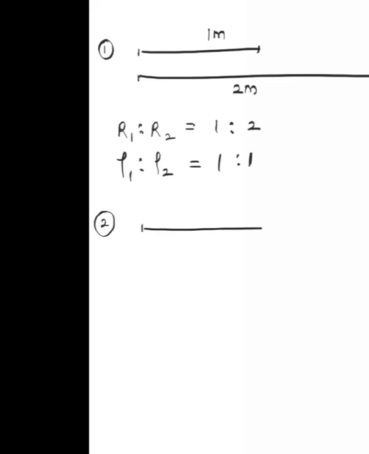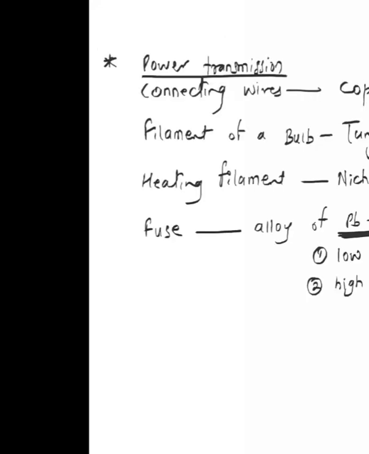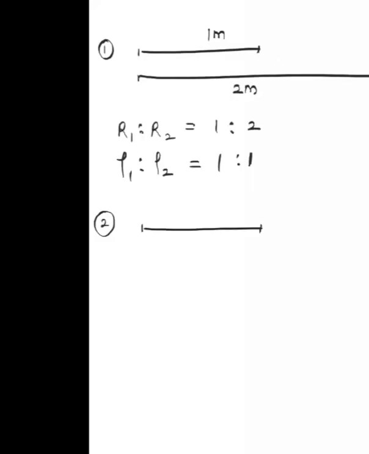Sir, can you show the previous slide once? One minute. Okay, sir. Thank you. Guys, in the second one, you have a length of 1 meter. Another wire also of length 1 meter. But the difference is that this has an area of 1 millimeter squared, and this has an area of 2 millimeters squared.